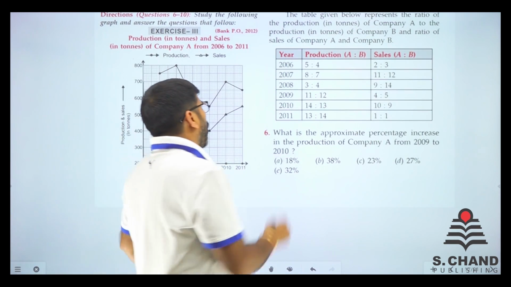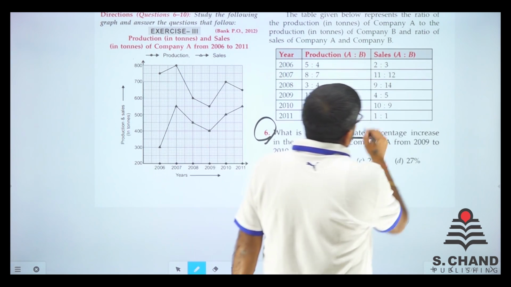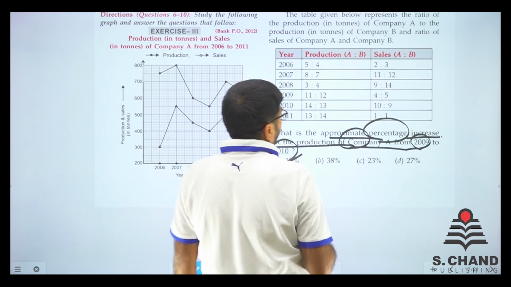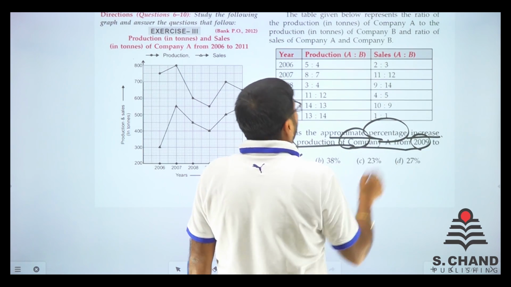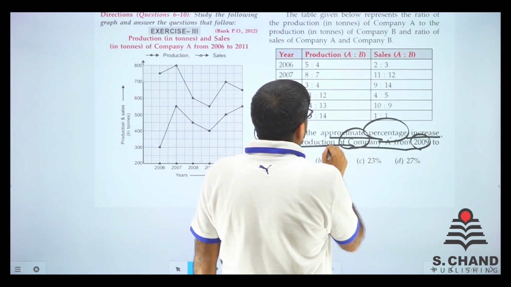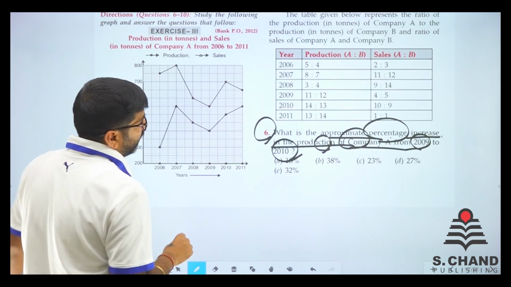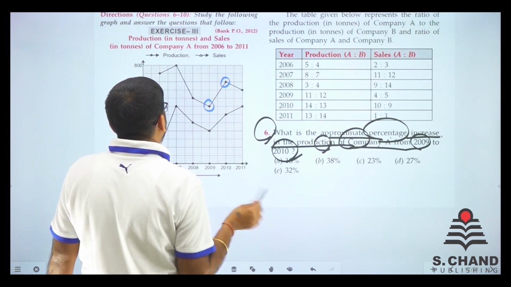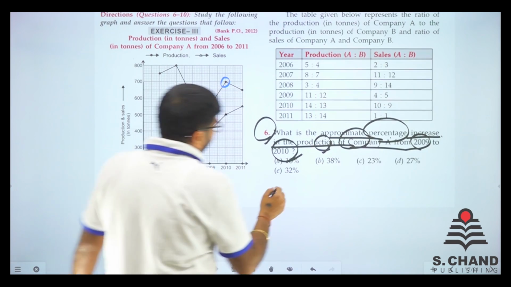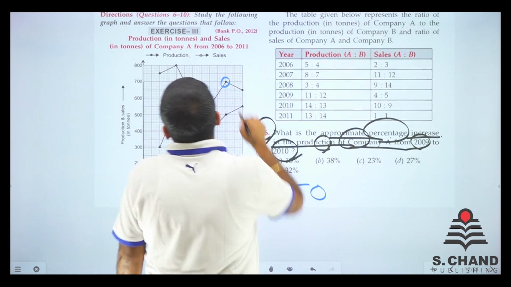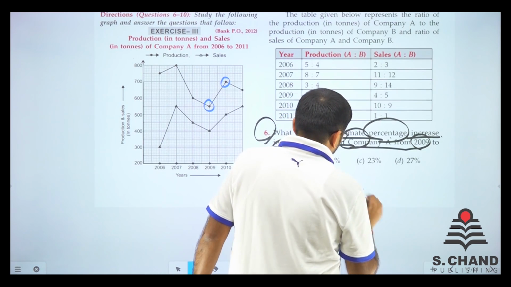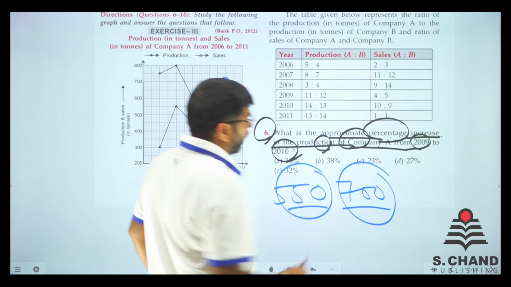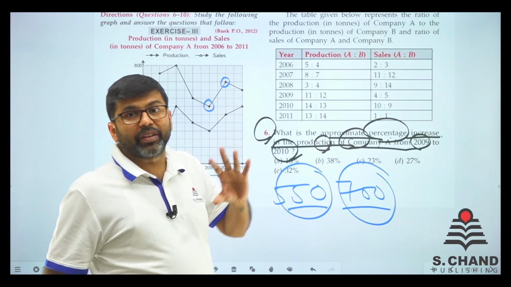Now what is to be done? Question number 6. What is the approximate percentage increase in the production of company A from 2009 to 2010? So the production of 2009 and the production of 2010. This is the total production given. So that will be 550 and that will be like 700. So we have got this 550 and 700, right? 700 minus 550 is that difference, right?